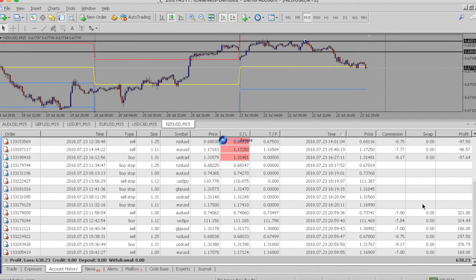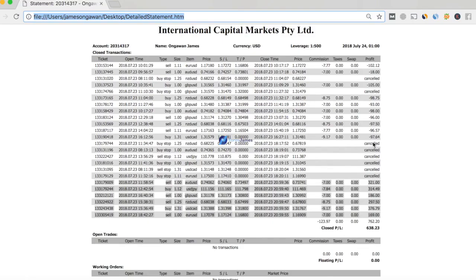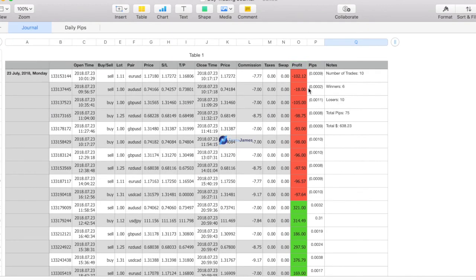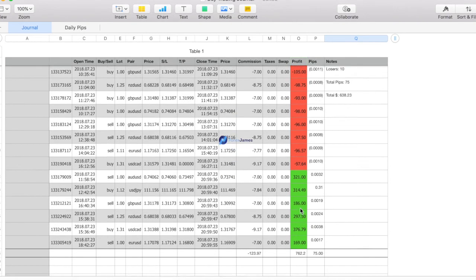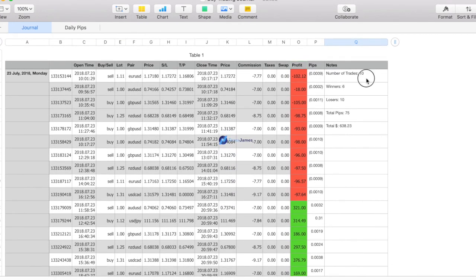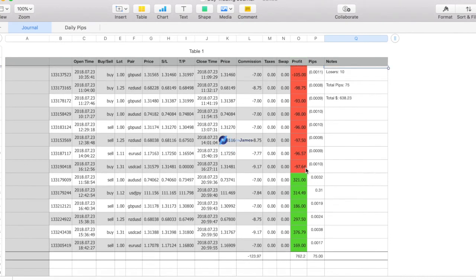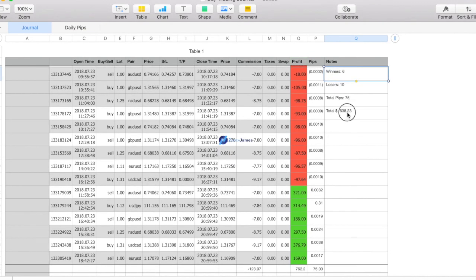There you go. Okay, I'm gonna copy all of these into a spreadsheet. So I've copied the trades that were triggered into the spreadsheet here. This is arranged in the order that they were closed. So this was closed first, second, third, and this is last. So we did 16 trades today, 6 winners, 10 losers, and a total pips of 75. And this is the amount in dollars.